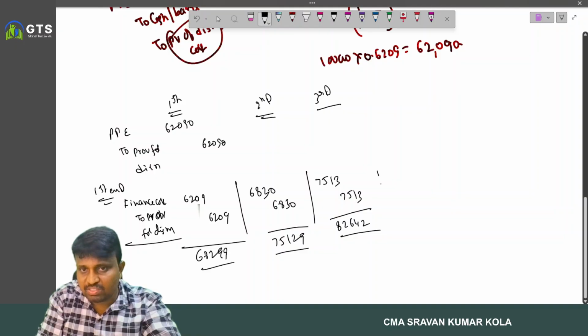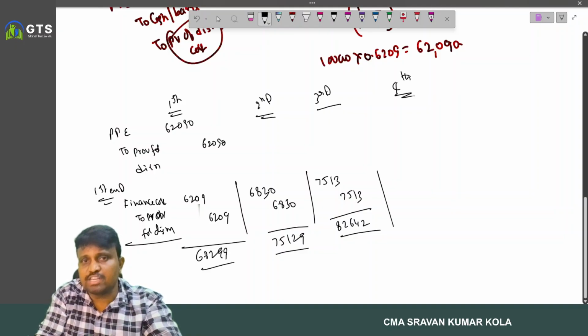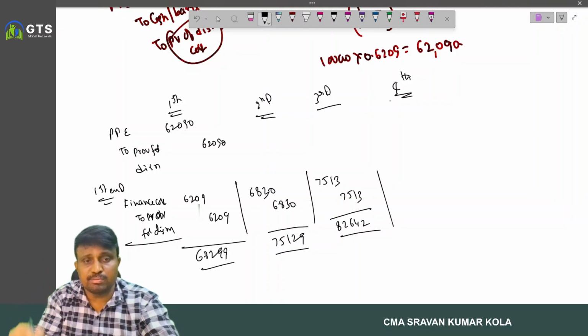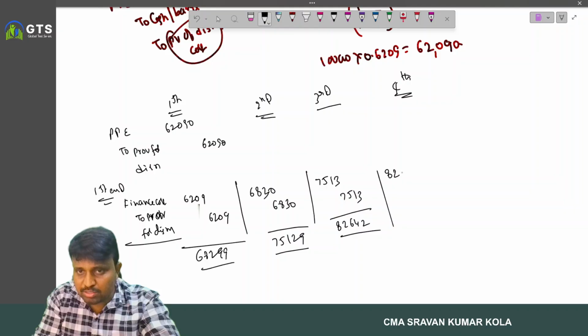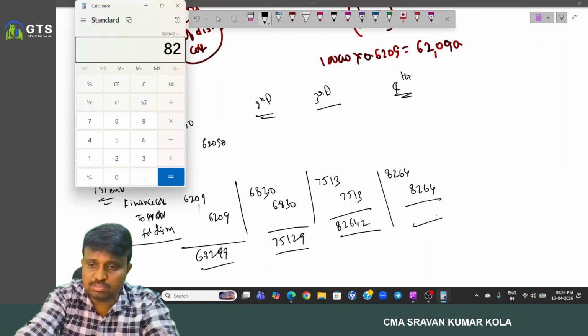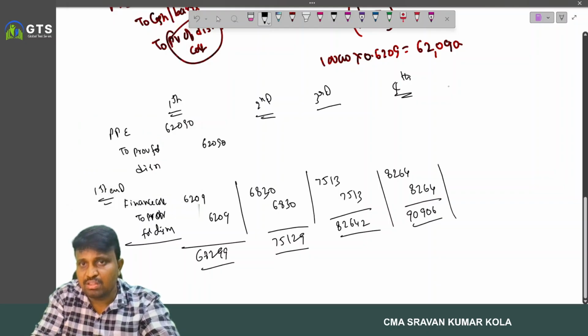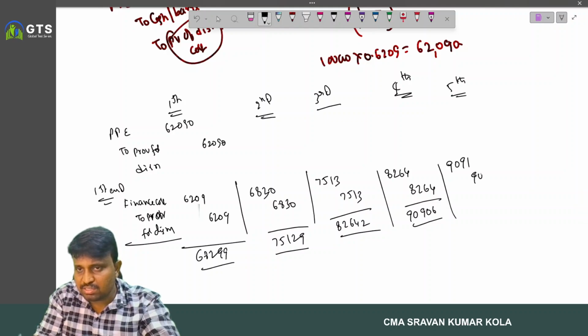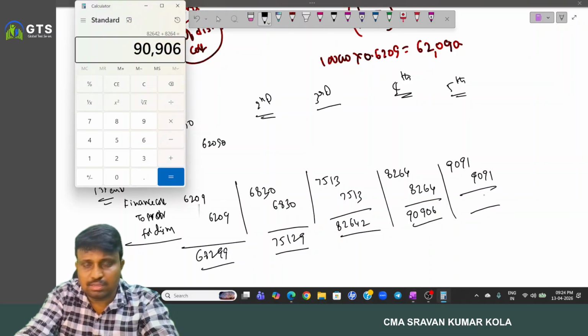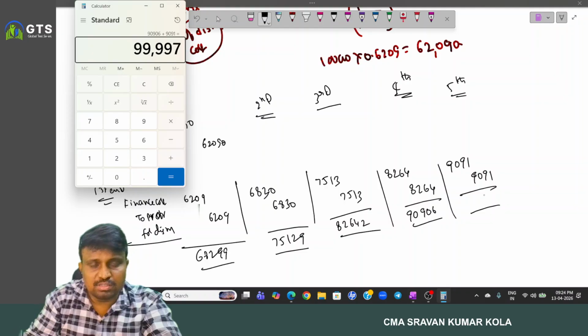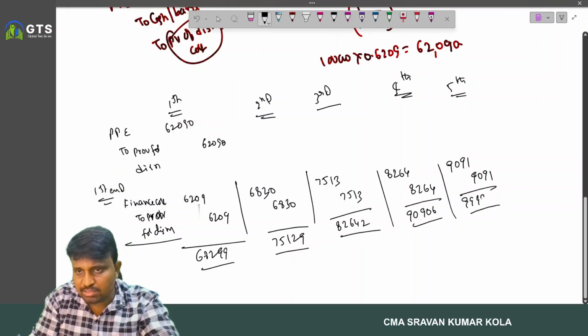82,642. And at the end of the fourth year, again we write finance cost account debited to provision, 8,264. And what is the total present value? 90,906. And at the end of the fifth year, interest 9,091, plus 9,091, so 99,997, approximately equal to what? 1 lakh.